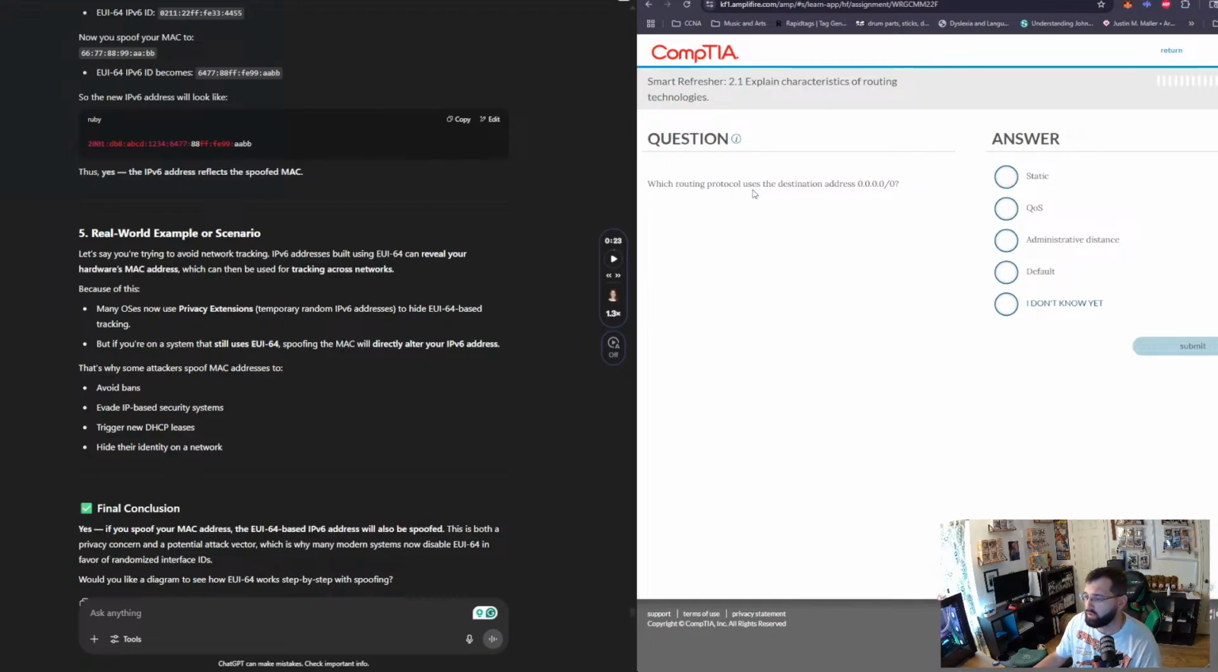Which routing protocol uses the destination address 0.0.0.0? It's not quality of service. It's not static. Static is what you do when you just put it on something. And just so you know, as we go through these things, I'm trying to give you guys test-taking skills and showing you my process of how I do my problem solving to figure things out.